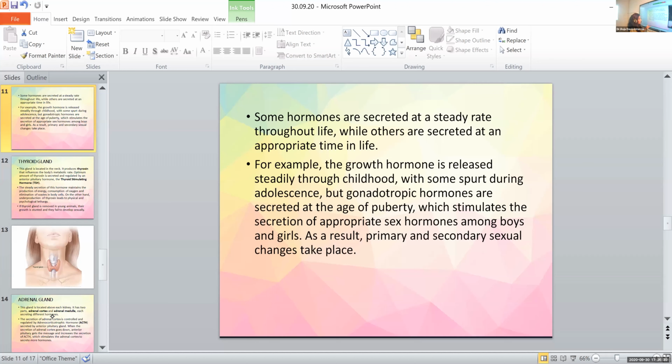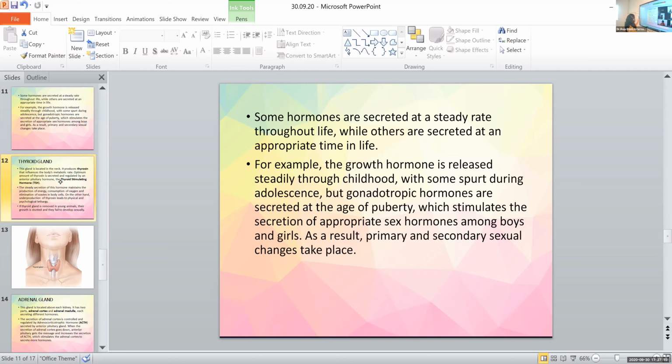In this hormone, the secretion starts at the stage of puberty. It's not steady from the early childhood of the person. It starts at the age of puberty and it helps to develop the sexual characteristics, primary and secondary sexual changes in a human being. So why did we tell this example? We have to focus on the point that some hormones secreted by the pituitary gland are secreted at a steady rate, while others are secreted at an appropriate time in life. So that's about the pituitary gland.